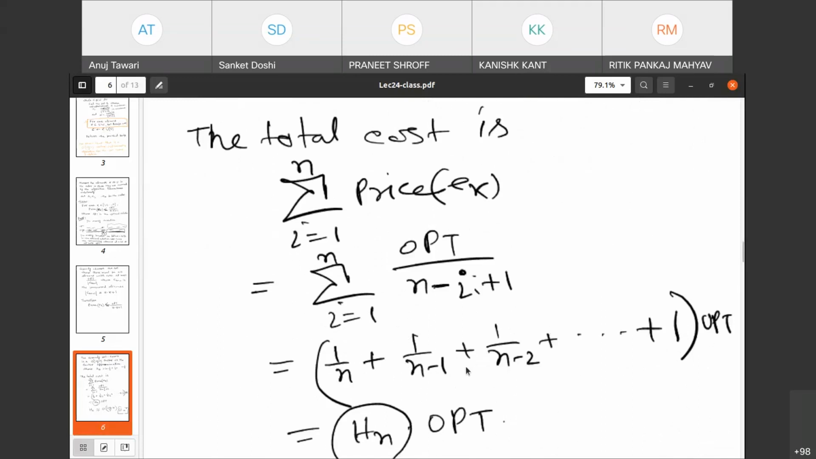This is known as a harmonic series, right? There's arithmetic series, geometric series, and similarly, this is the harmonic series, where the inverses of all these are in arithmetic progression. So you might have seen that. And how do we bound the sum of all these? 1 plus 1 by 2 plus 1 by 3 up to 1 by n.